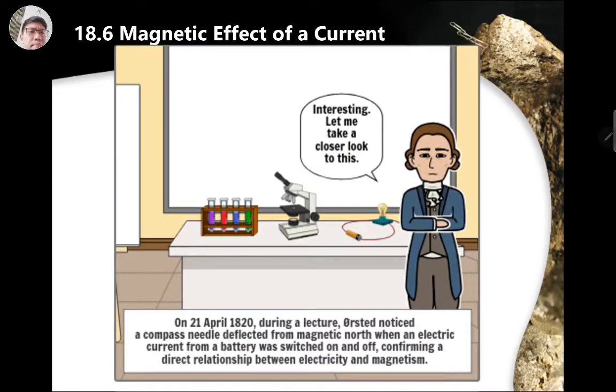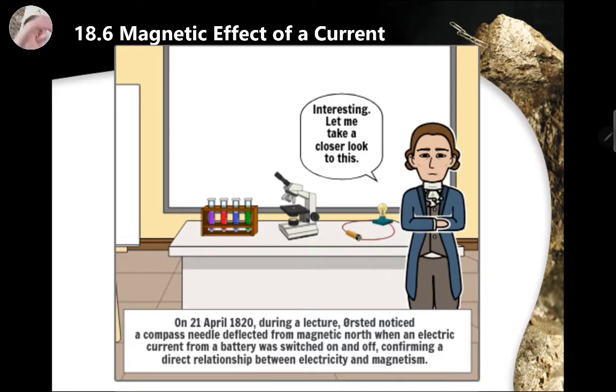So how did he discover it? The story is actually quite an interesting one. He was a lecturer, I think of a college or something. This was in 1820, right? So that's 200 years ago. He was demonstrating his electricity experiment. So he was showing the class his electricity experiment, right?